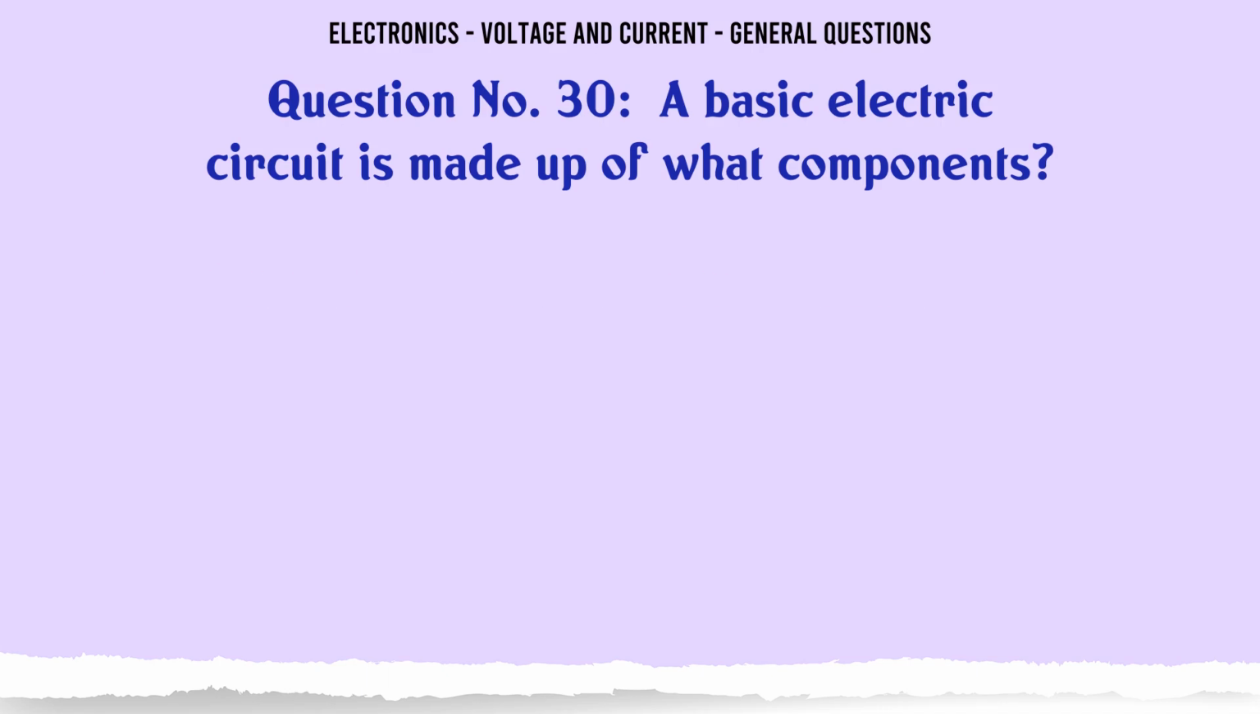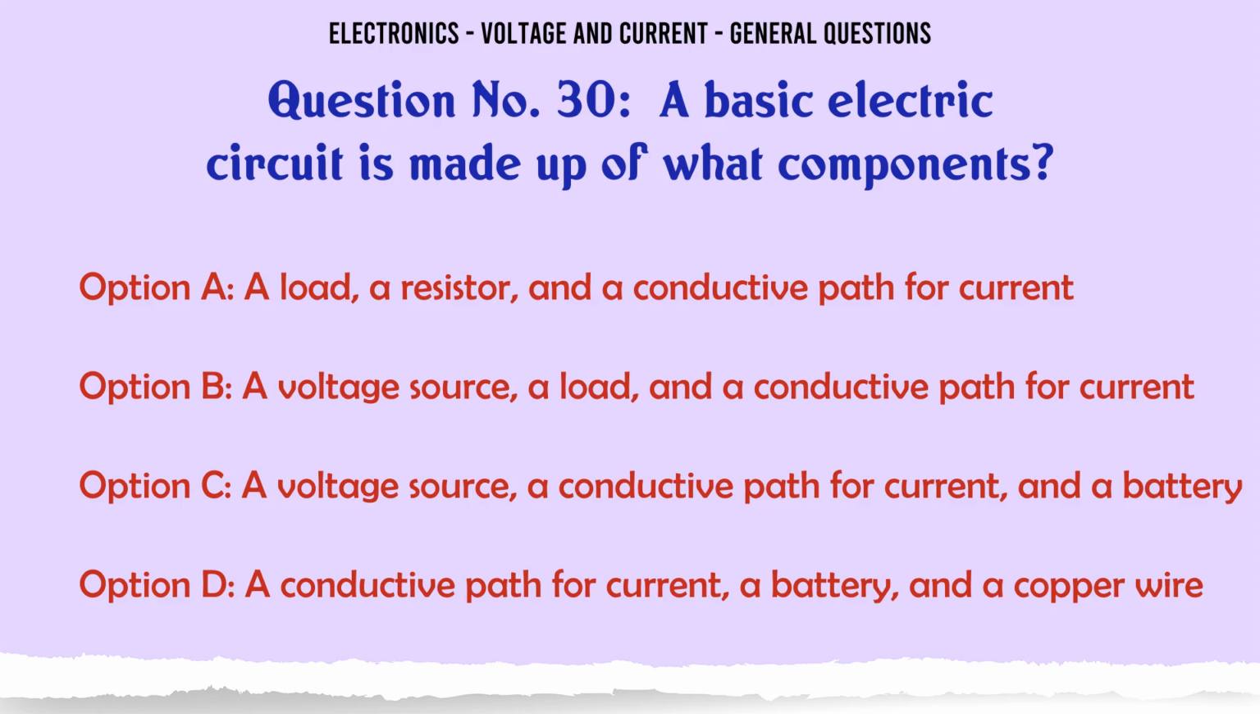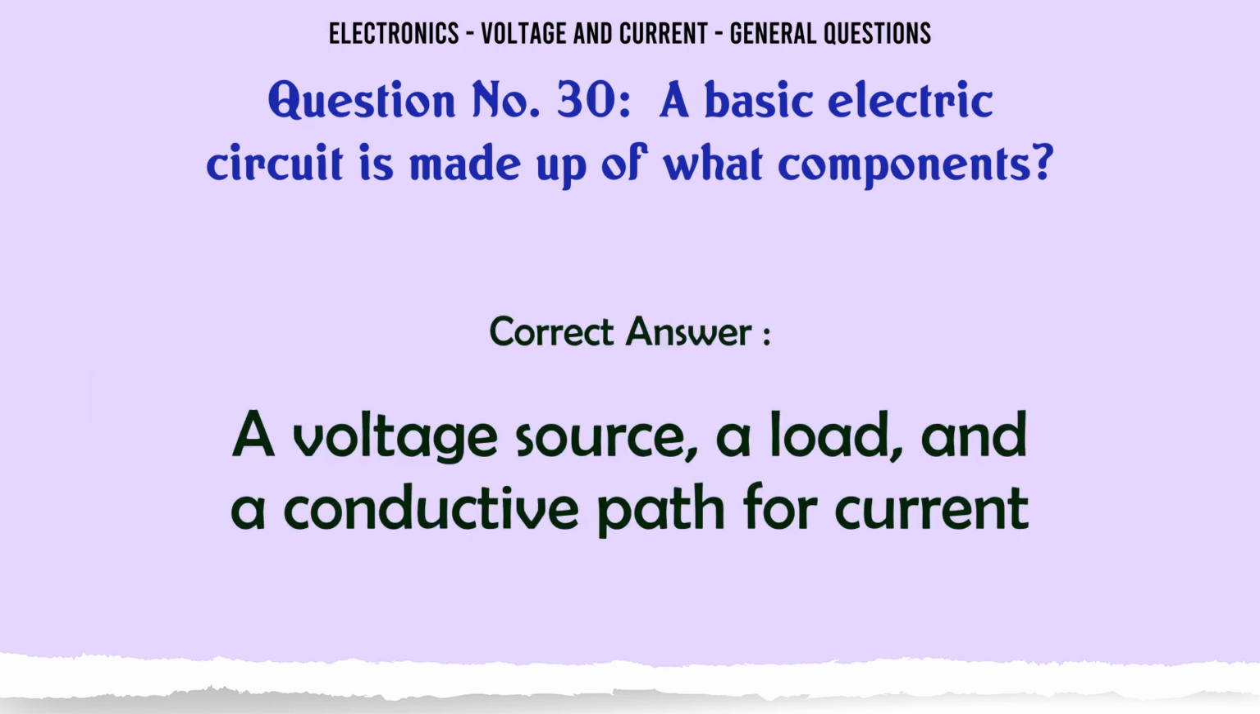A basic electric circuit is made up of what components? A. a load, a resistor, and a conductive path for current. B. a voltage source, a load, and a conductive path for current. C. a voltage source, a conductive path for current, and a battery. D. a conductive path for current, a battery, and a copper wire. The correct answer is a voltage source, a load, and a conductive path for current.